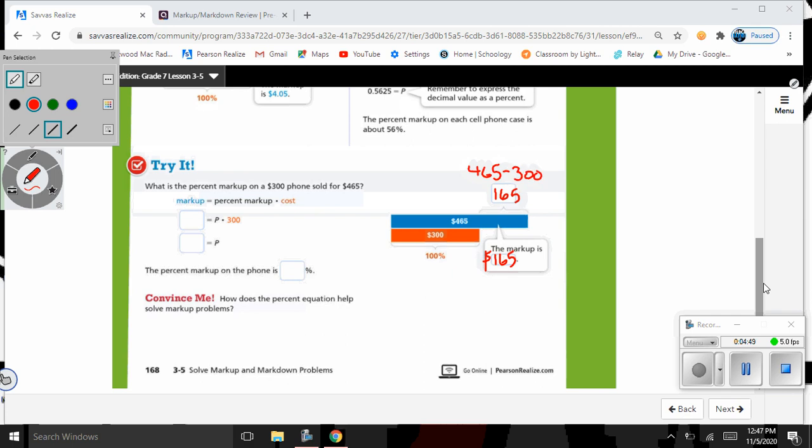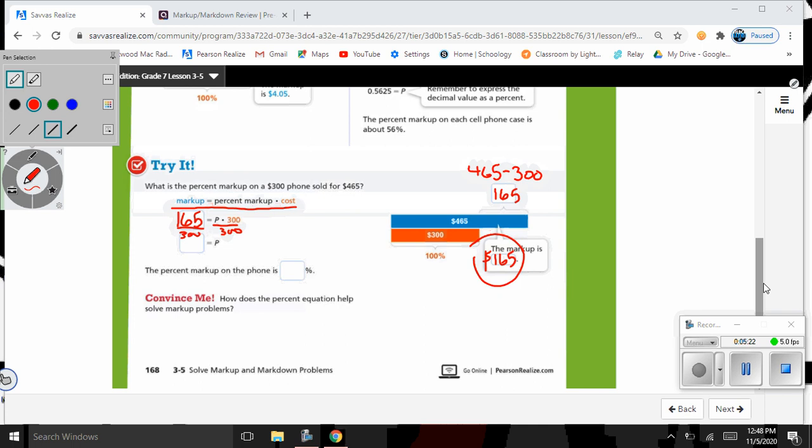We slide over here to the markup, and we take this 165 and put it right here into our equation. The equation, again, that you're going to want to write down, put it at the top of your note paper or homework paper: markup equals the percent markup times the cost. We're going to divide both sides by 300. And when we do so, 165 divided by 300 is going to be a decimal.